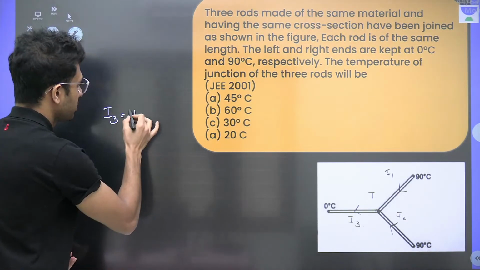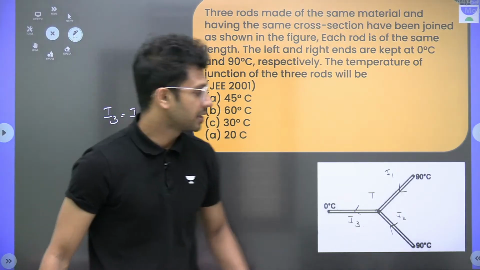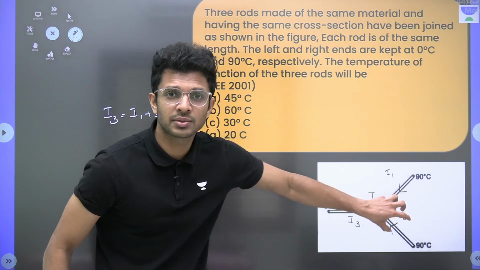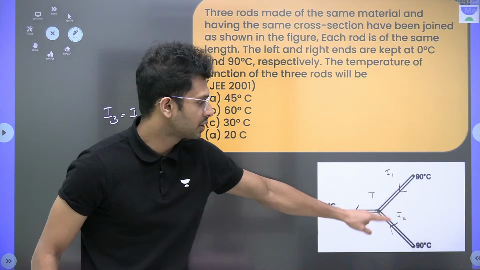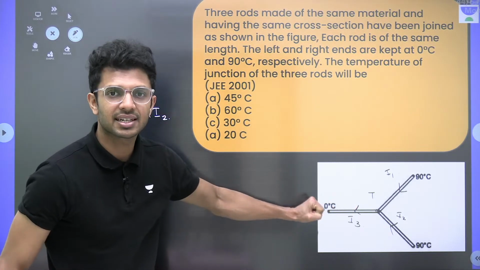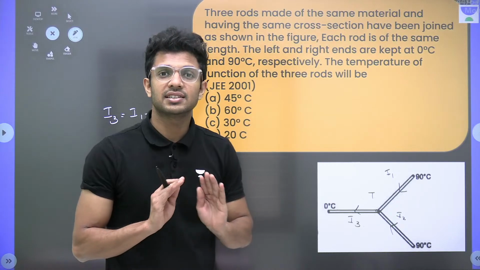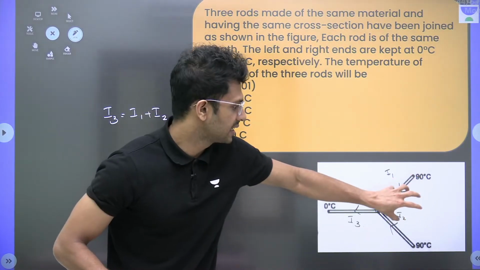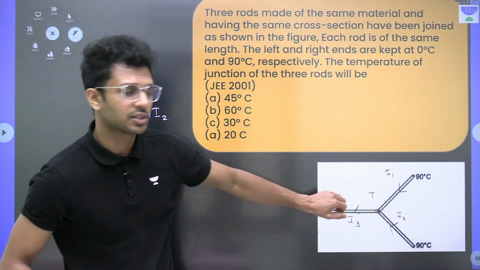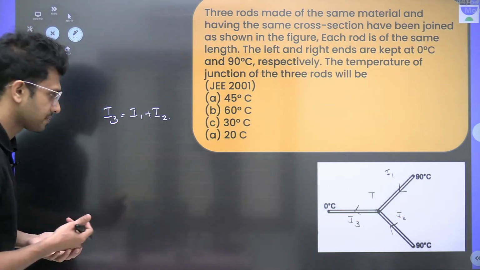I3 will be equal to I1 plus I2. Why? Because whatever heat energy comes into the junction, which is equal to I1 plus I2, will be equal to the heat energy leaving the junction, because heat energy cannot accumulate anywhere, or total heat energy is always conserved, right? Heat energy comes, heat energy leaves. So coming heat energy I1 plus I2 is equal to I3.